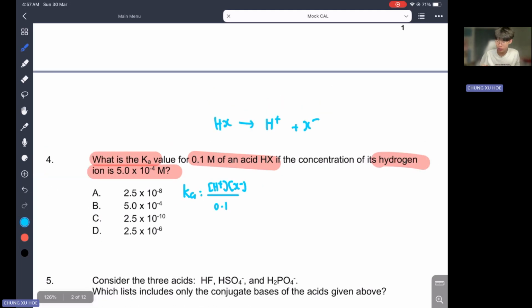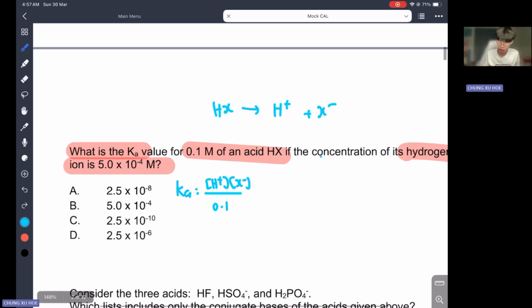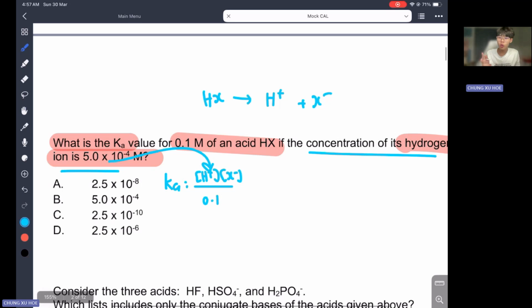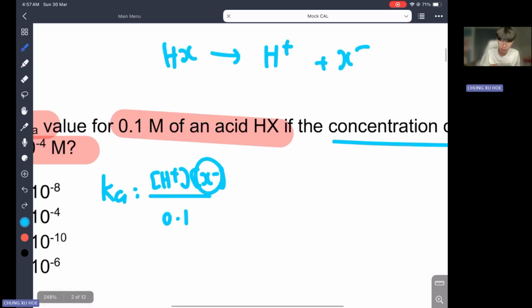The concentration of hydrogen ion given is 5.0 times 10 to the power of negative 4. Can I sub it in? Yes. But if I sub this in, the whole equation has two unknowns, so you cannot solve it. So you want to know whether your X minus is also equal to your H plus ion. For that, apply an ICE table. But again, you can use the formula method if you are comfortable with it. That's even faster, but for understanding, I'm not going to do that.